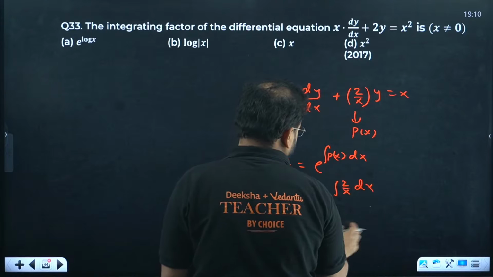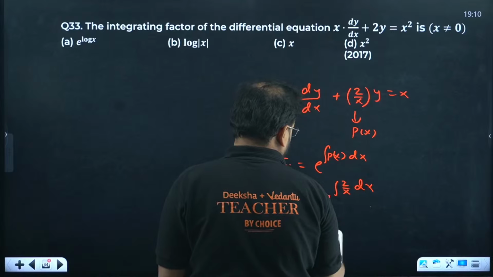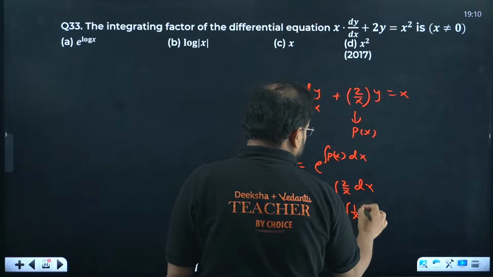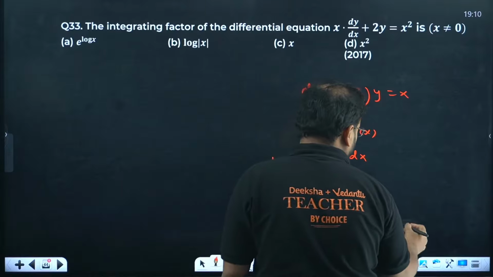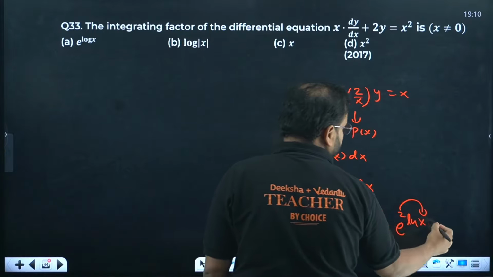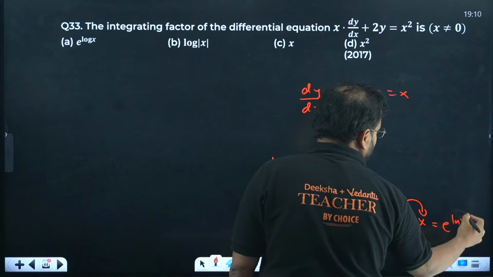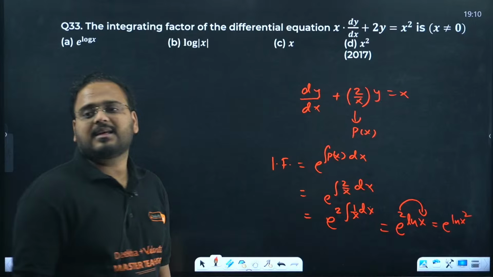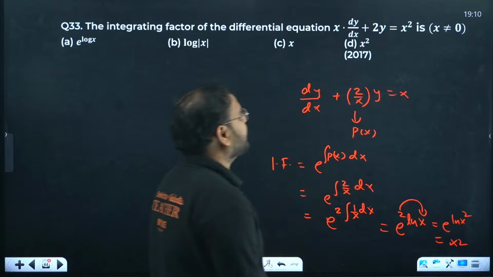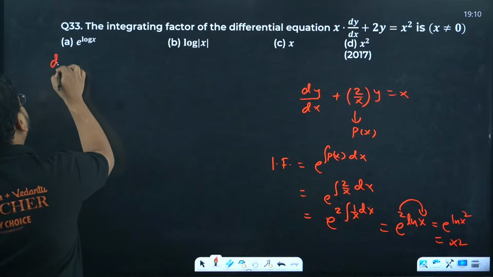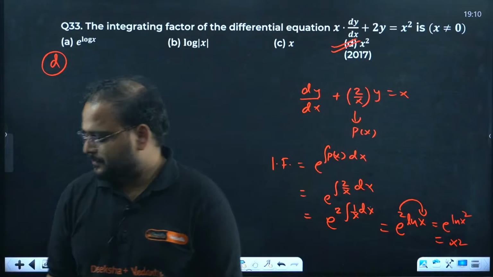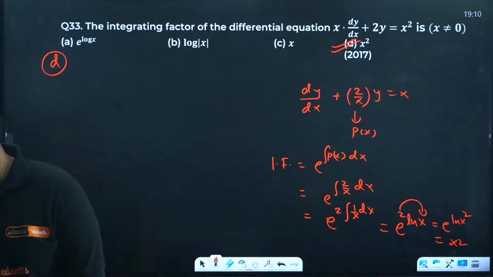e power 2, which is a constant, times 1 by x dx. So e power ln x with the 2 going over here, so e power ln x squared. e and ln x are inverse of each other. The answer is nothing but x square, which is option number D. Option D. Correct.